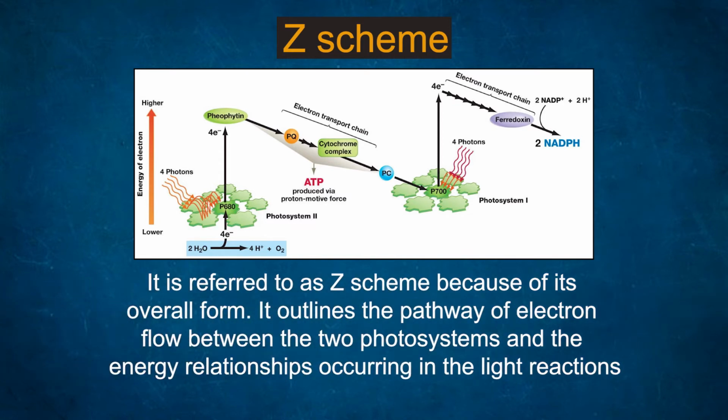It is referred to as the Z scheme because of its overall form. It resembles the letter Z sideways, and it outlines the path of electron flow between the two photosystems and the energy relationships occurring in the light reactions.